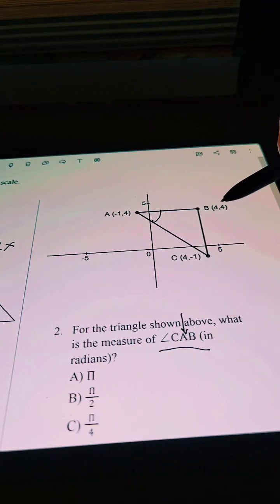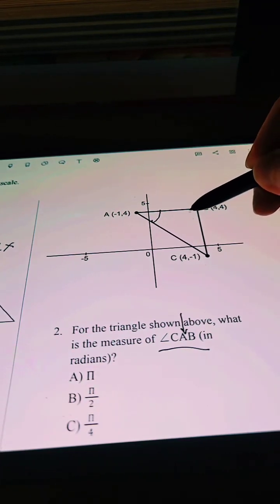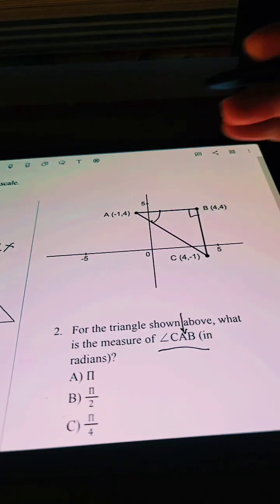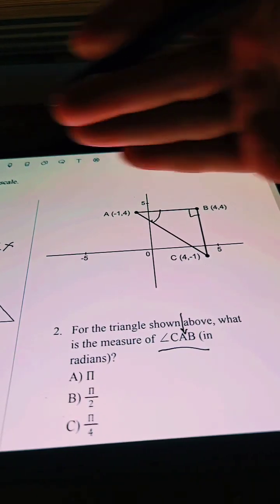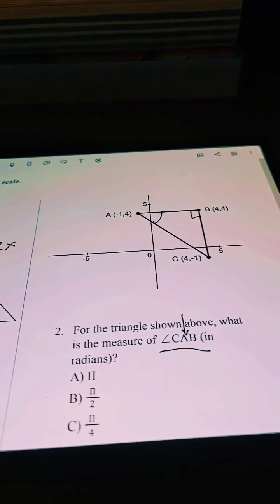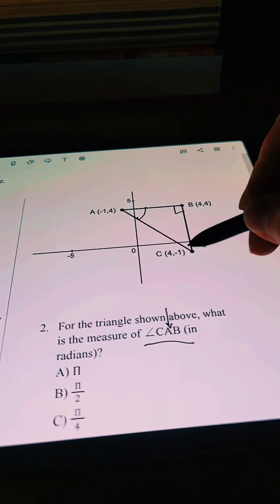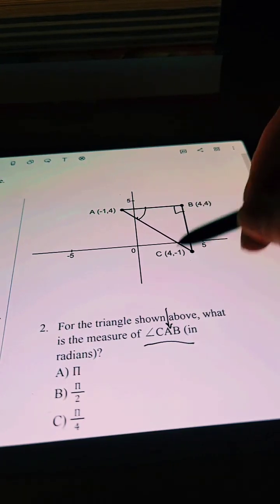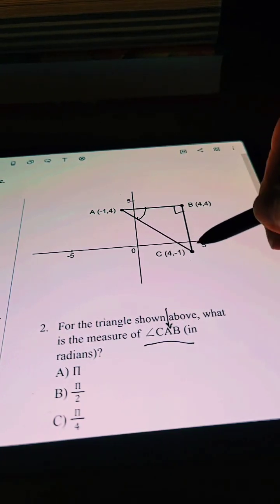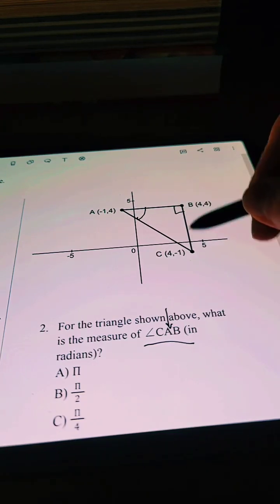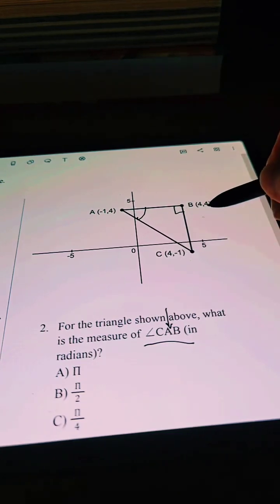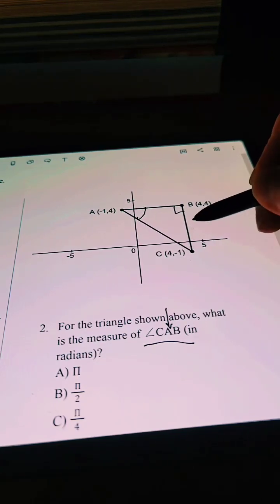So let's see the triangle I have. I know this is a right angle right over here because it's just going straight up and straight to the side right there. So I have a 90-degree angle right here. And then this has the same x value as this, 4 and 4. So that means that the length of this side is just going to be whatever it is from -1 to 4. So to get from -1 to 4, I just have to go 5 up.